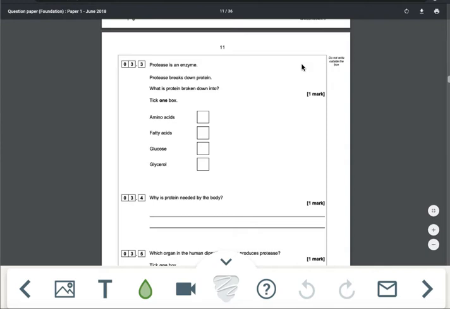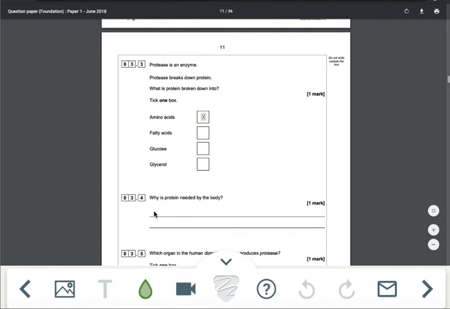Protease is an enzyme. Protease breaks down protein. What is the protein broken into? All this question is asking you is what is protein made of? Like, what makes up protein? And the answer is amino acids. Amino acids make up protein. That's all it's asking you. It kind of distracts you with the protease, distracts you with a few things it doesn't need to say, but all it's asking you is what protein is made up of.